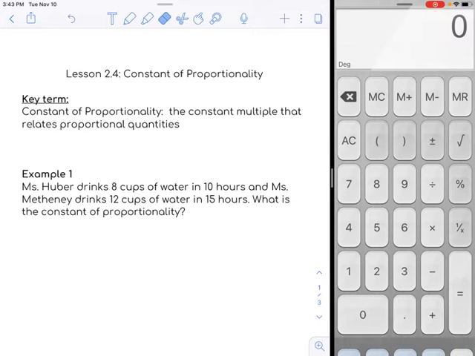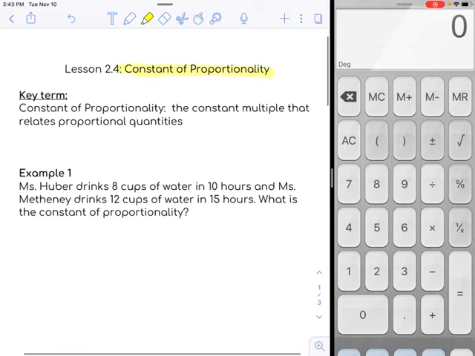All right, guys, so today we are going to be going into lesson 4 in our topic 2 in ratios and proportions. So today we're going to be talking about what the constant of proportionality is. The constant of proportionality is just the constant multiple that relates proportional quantities. Whenever you see constant, that just means it's consistently happening over and over and over again. So it's what you're constantly multiplying by to relate proportional quantities.